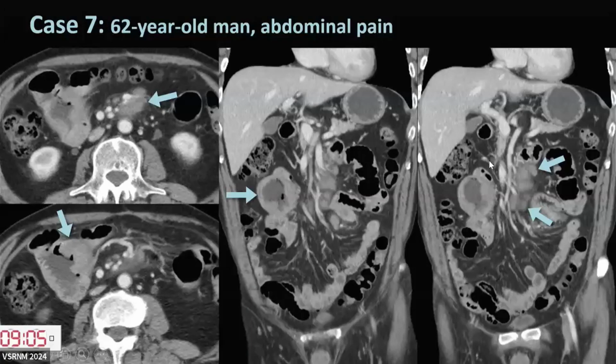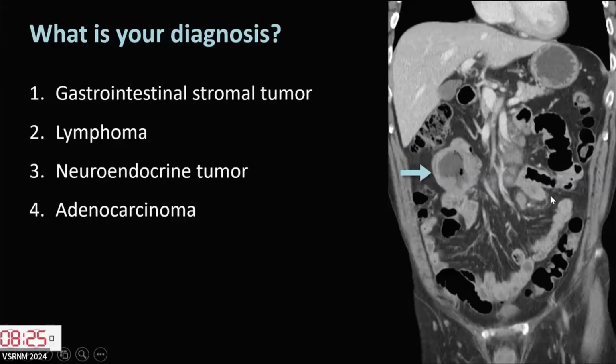So here's the next case. A 62-year-old man with abdominal pain. On this CT, we see a mass at the right abdomen involving the jejunum, with prominent wall thickening and relatively homogeneous enhancement. The lumen is dilated without obstruction, and there are also much enlarged lymph nodes in the mesentery. So what is your diagnosis?